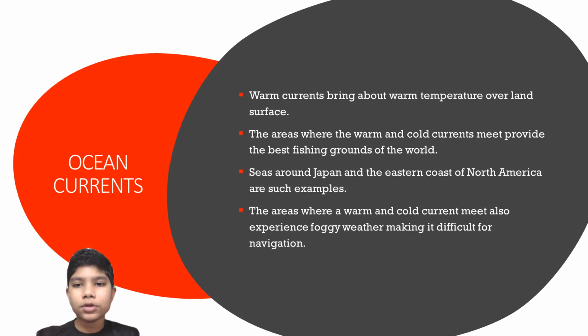Warm currents bring warm temperature over land surface. The areas where the warm and cold currents meet provide the best fishing grounds of the world. Seas around Japan and the eastern coast of North America are such examples. The areas where a warm and cold current meet also experience foggy weather, making it difficult for navigation.